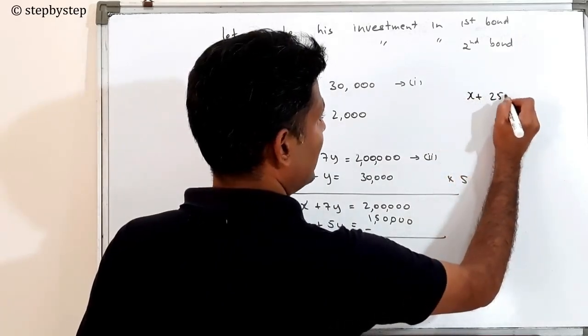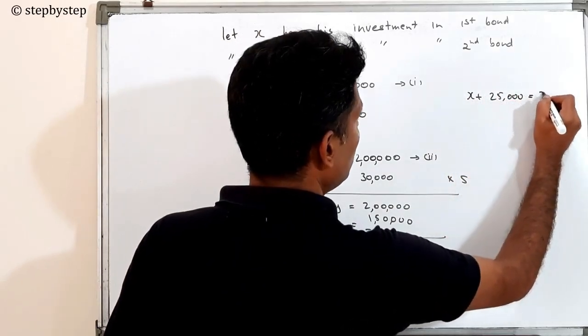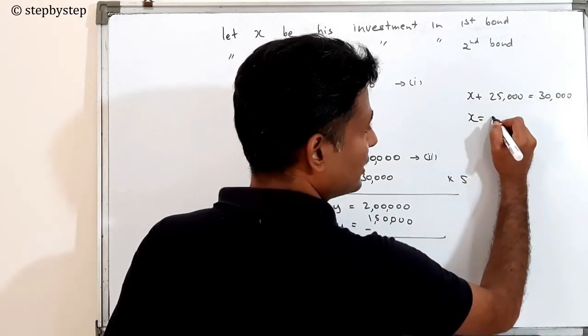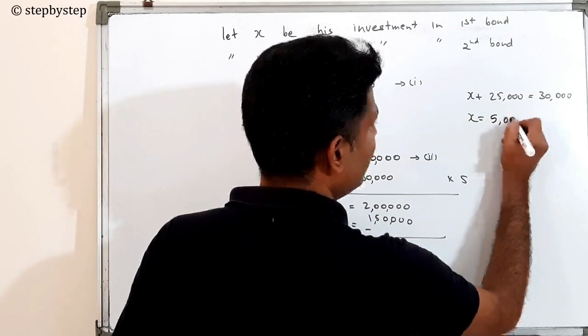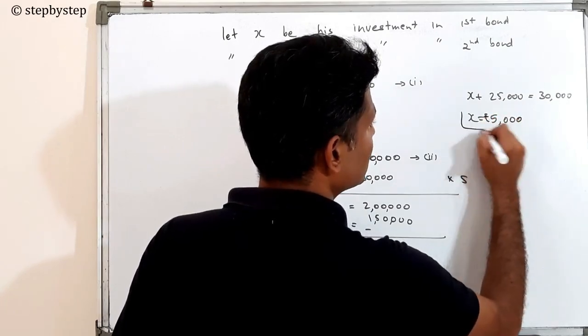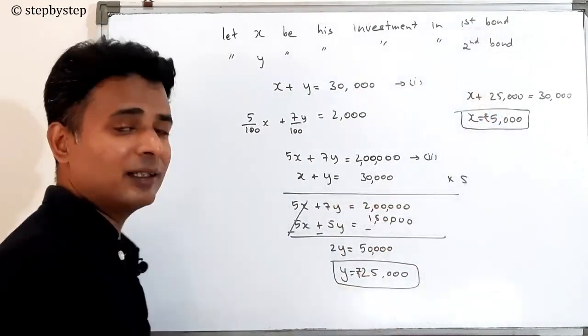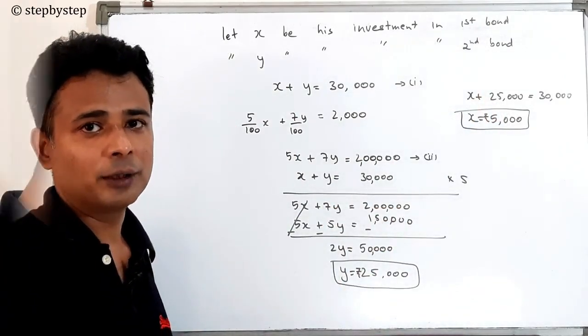Then using the first equation I'll find X. So X plus 25,000 equal to 30,000. So X equal to 30,000 minus 25,000, that is 5,000 rupees. So he invested 5,000 in the first bond and 25,000 in the second bond.